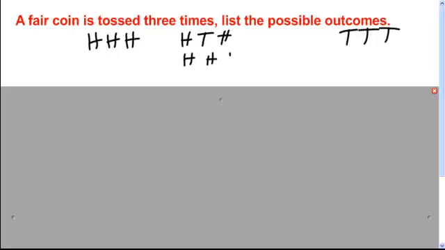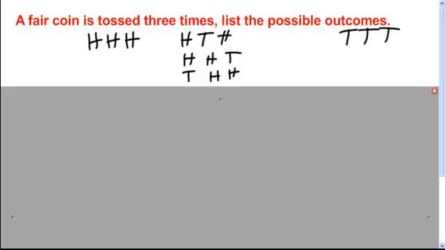A fair coin is tossed 3 times. We're going to list the possible outcomes. So we could either get all heads, or we could get all tails. And then we could get heads, tails, heads; heads, heads, tails; and tails, heads, heads. So those are the 3 outcomes there.